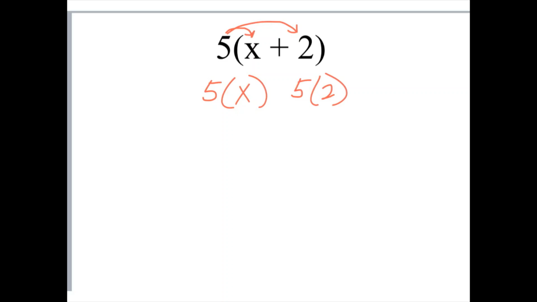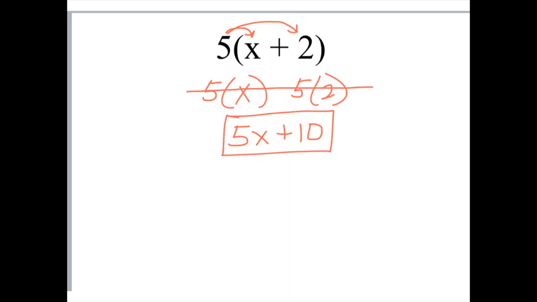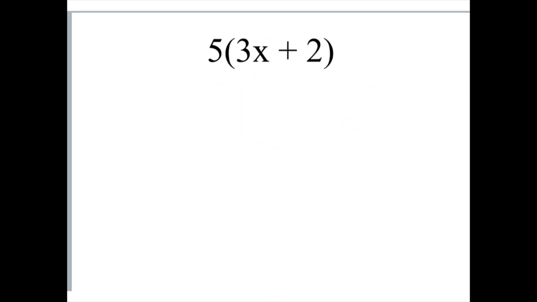What is 5 times x? 5x. What's 5 times positive 2? Positive 10. And notice how the positive then becomes my plus sign right here. Now, one of the things as you are in 8th grade we do is if you can start to skip that line, well, it would let you do that.